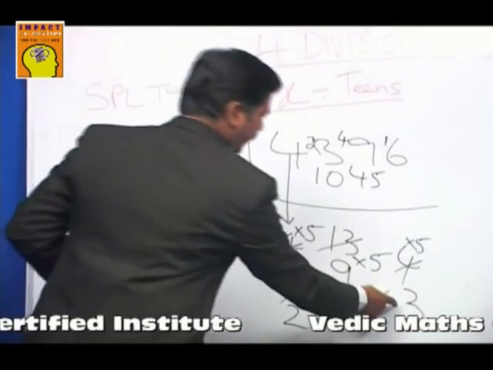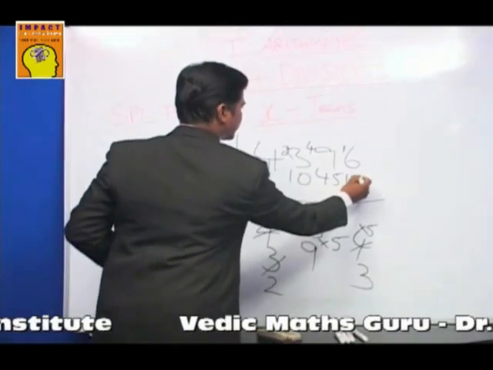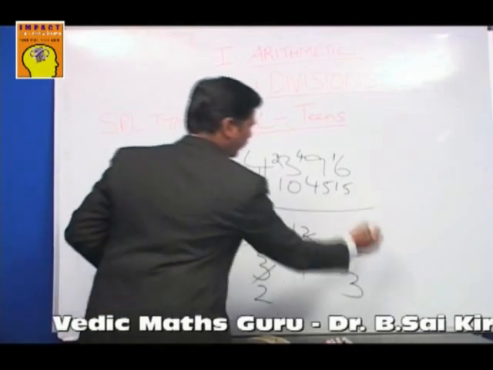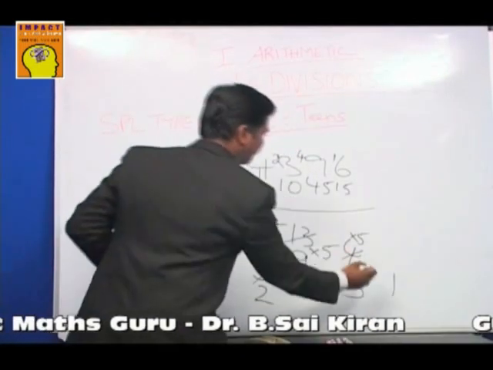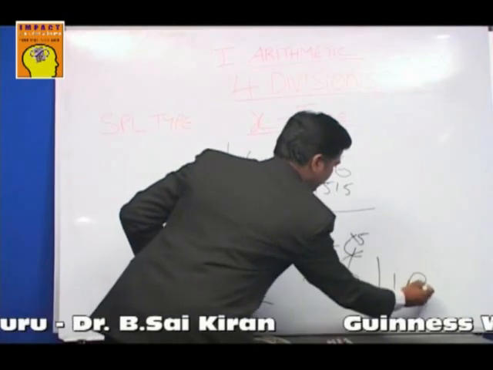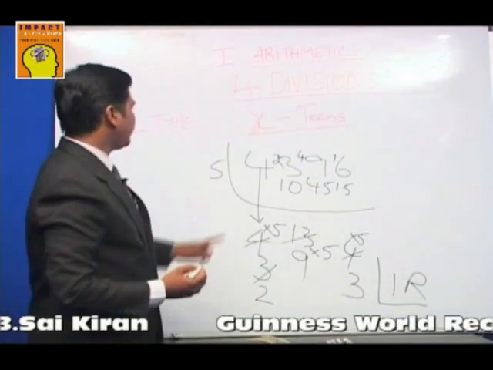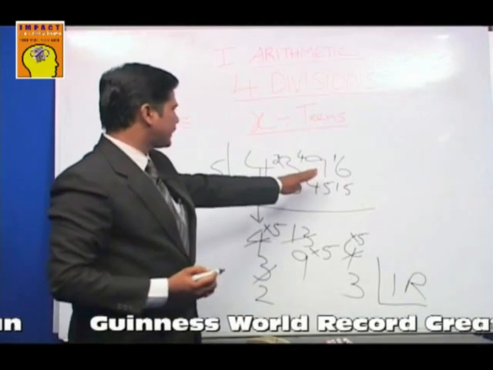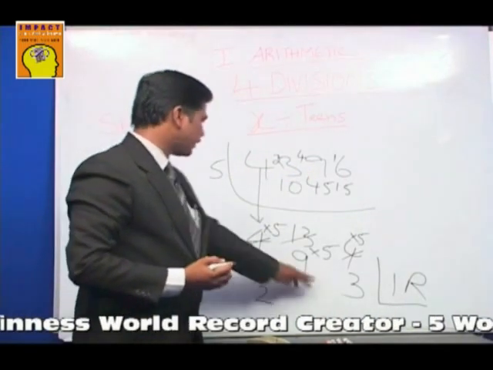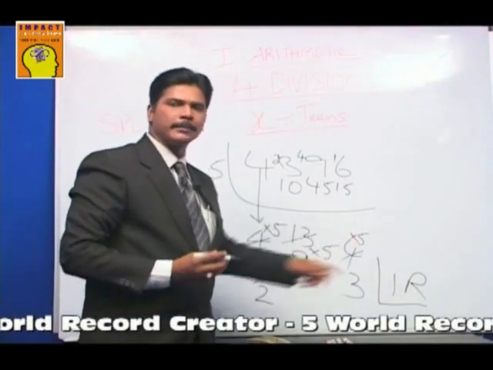Okay. Now 3 times 5 is 15. Is it possible, 15 from 16? Yes, it is possible. And you get 1. Since there is no further number, there ends the division. The last number gives the remainder. So when you divide 4396 by 15, you get 293 with remainder of 1.